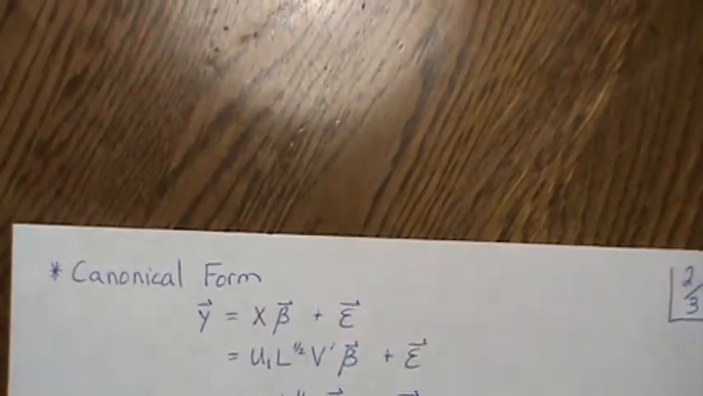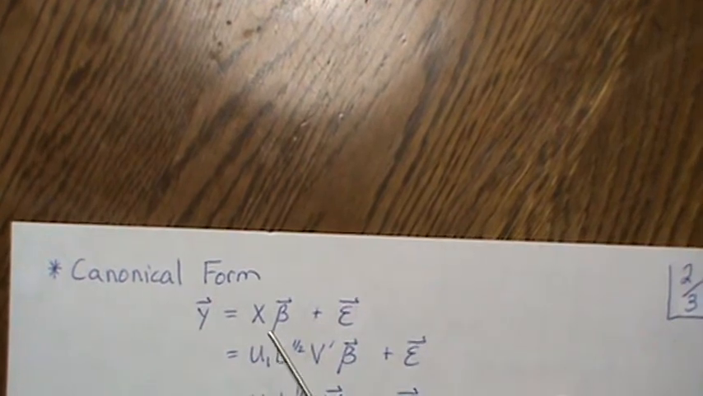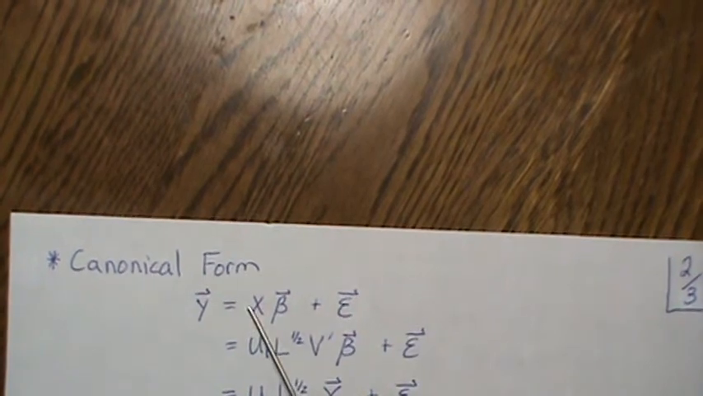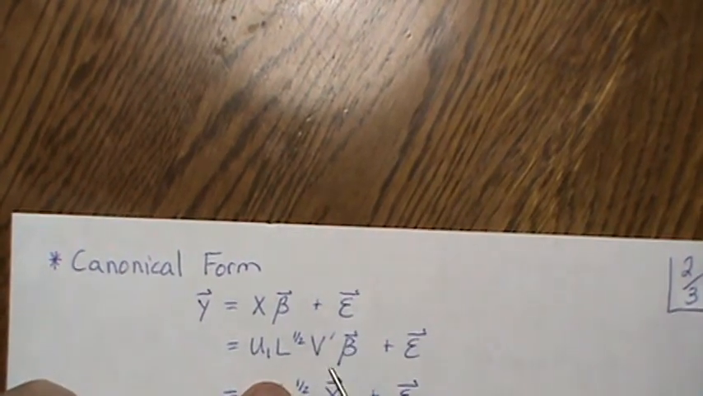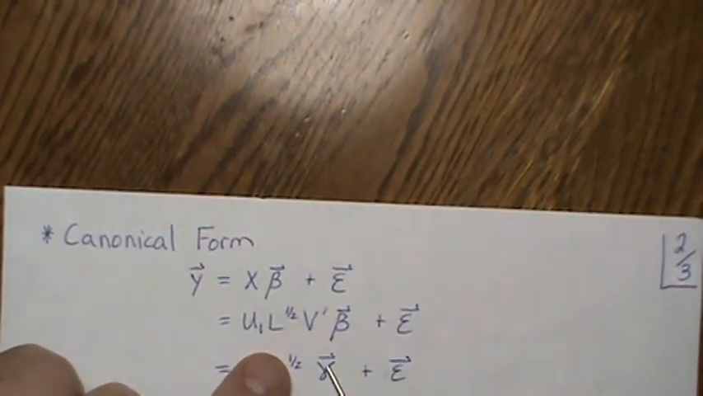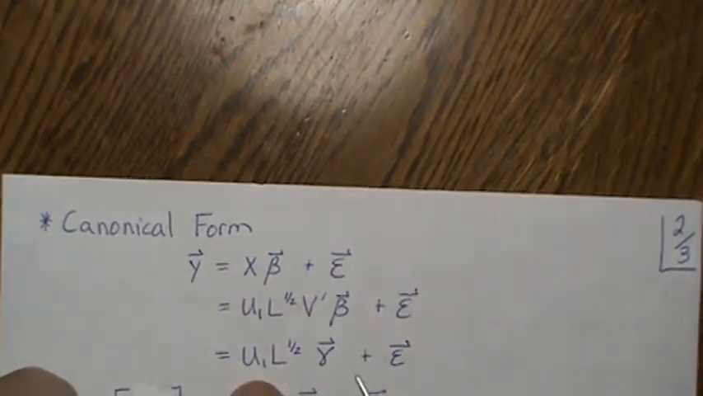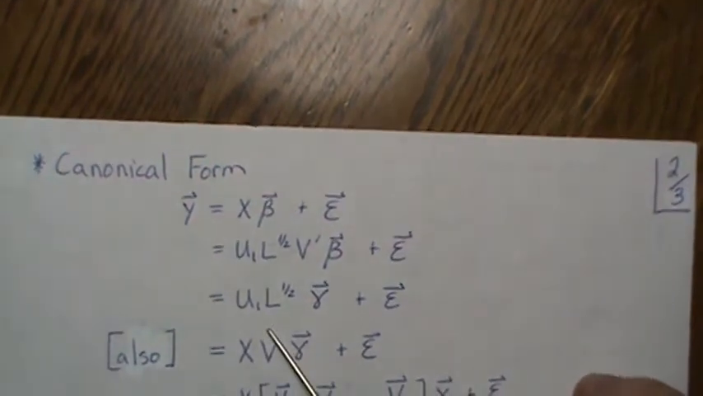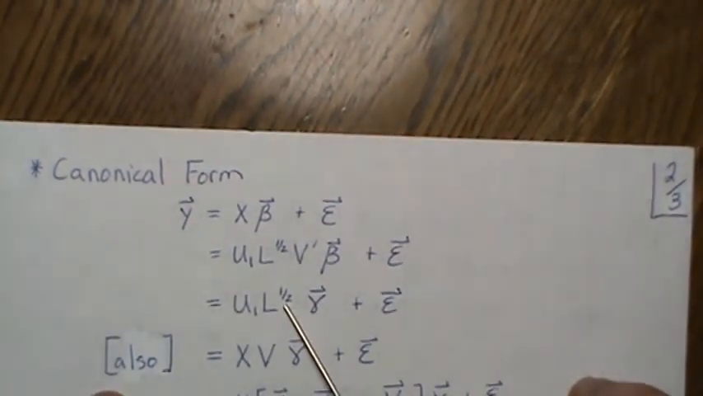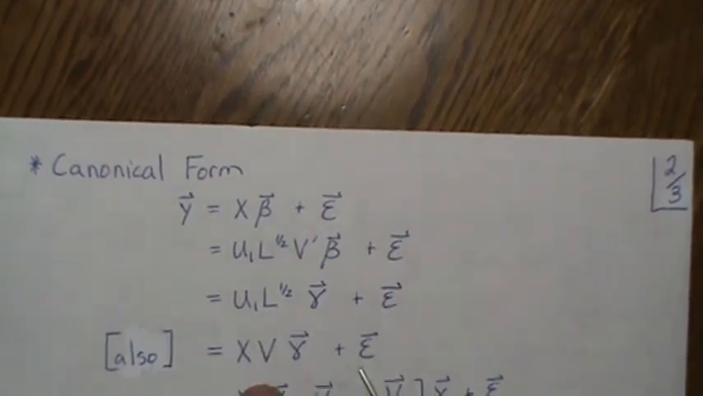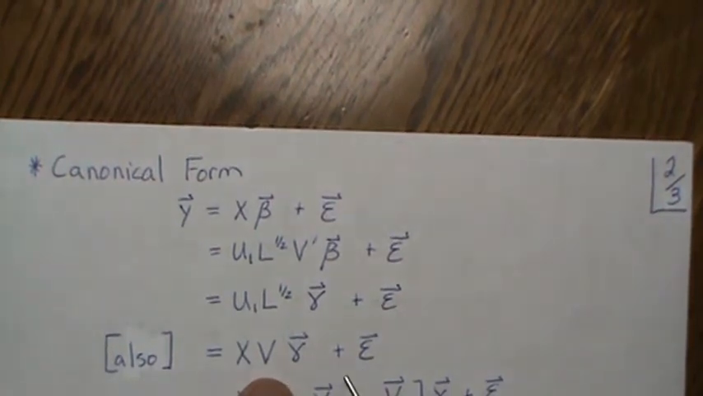So now let's jump right into the canonical form. So Y is equal to X beta plus epsilon. Now we stick in the singular value decomposition for X, and we get this. Now V is constant, so let's just rewrite V prime beta as gamma, and then this comes down. And this is actually one form of the canonical form. Now let's go further though. Remember on the previous page we said U1 L to the 1/2 is actually XV. So this is another form of the canonical form in multiple linear regression.